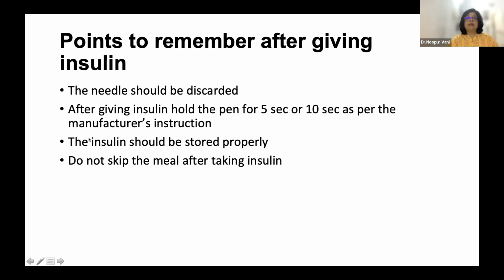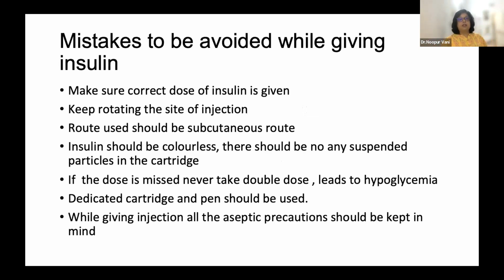And this I always emphasize to my patients several times after I initiate insulin. Mistakes to be avoided while giving insulin, of course: correct dose of the insulin, storage of the insulin, rotations of the insulin, titration, SMBG.